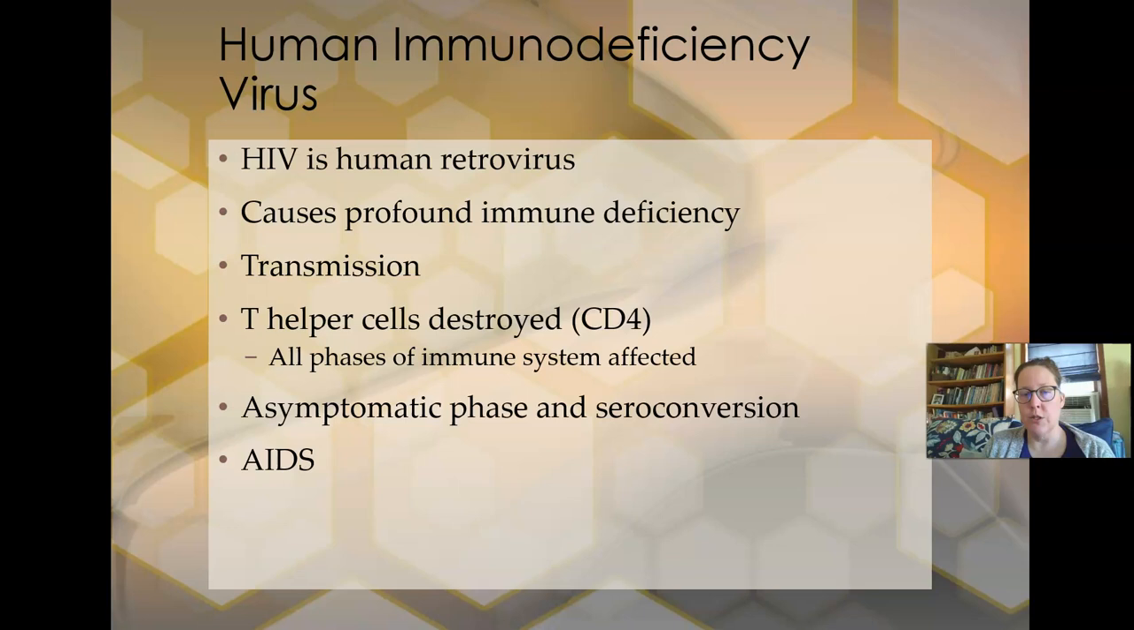So at first, at the beginning of an infection with HIV, you have flu-like symptoms, but then the patient will just kind of go asymptomatic. And you have seroconversion where there are now anti-HIV antibodies present and all that. But then once the virus has destroyed enough of these CD4 cells and the CD4 count drops significantly, then you develop AIDS, acquired immunodeficiency syndrome.